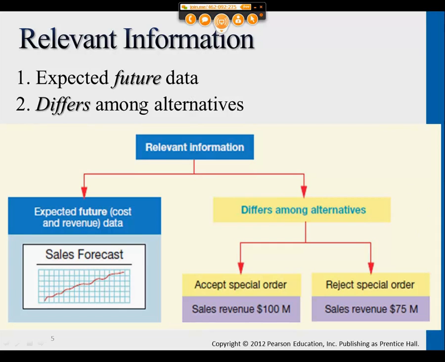So let's look at this. We have relevant information that consists of expected future cost and revenue data. Some data in the very near future, right? Like a sales forecast, as an example. And then we're also going to have some other alternatives that will have similar information. For example, do we accept the special order, or do we reject the special order? Okay, so some alternatives.